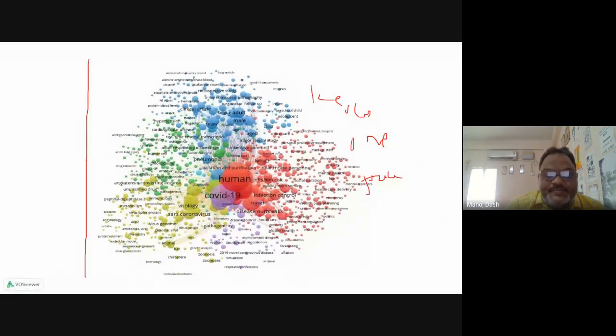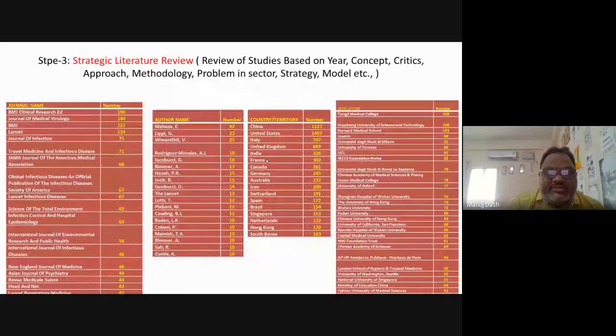Yes, sir. Now the second step is called SLR. SLR means structured literature review. This also helps before going to the review of studies. It is based on year-wise, journal-wise publication, author-wise publications, country-wise publication, and affiliation-wise. This is the COVID paper set I have collected. I found that most of the research papers were published in BMJ Clinical Research Edition. China published 1,500 papers on COVID, and Tongji Medical College published the most in the COVID area.